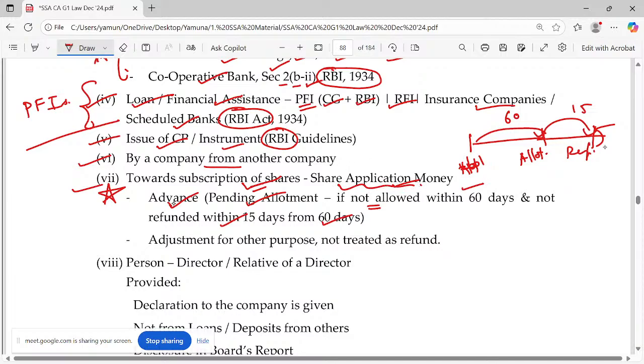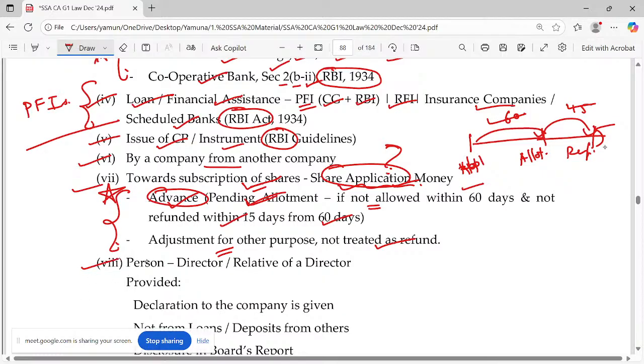And you have to treat this as advance when... you cannot treat an amount as advance. Why are you collecting this amount? If you are collecting share application money, it is in the escrow account. You cannot treat it as advance. If the allotment is pending, when you are not allotting within 60 days and you have to refund within 15 days and you are not done, then you have to treat this as advance. Why are you having this money? Adjustment for other purpose should not be treated as refund. In this case you should not consider this as deposit.